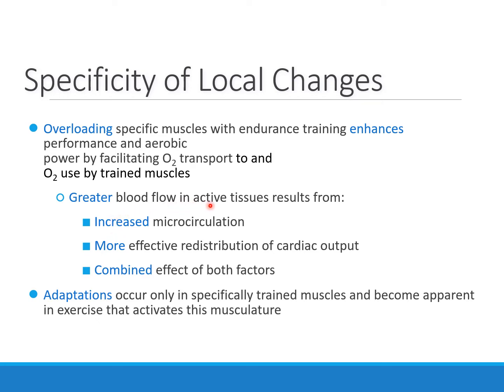There is also greater blood flow in active tissues, which results from increased microcirculation, more effective redistribution of the cardiac output, and combined effect of these two factors here. Adaptations occur only in specifically trained muscles and become apparent in exercise that activates this musculature. So you guys can see, you have to be specific and you have to overload in order to get really good changes for the athlete at hand.